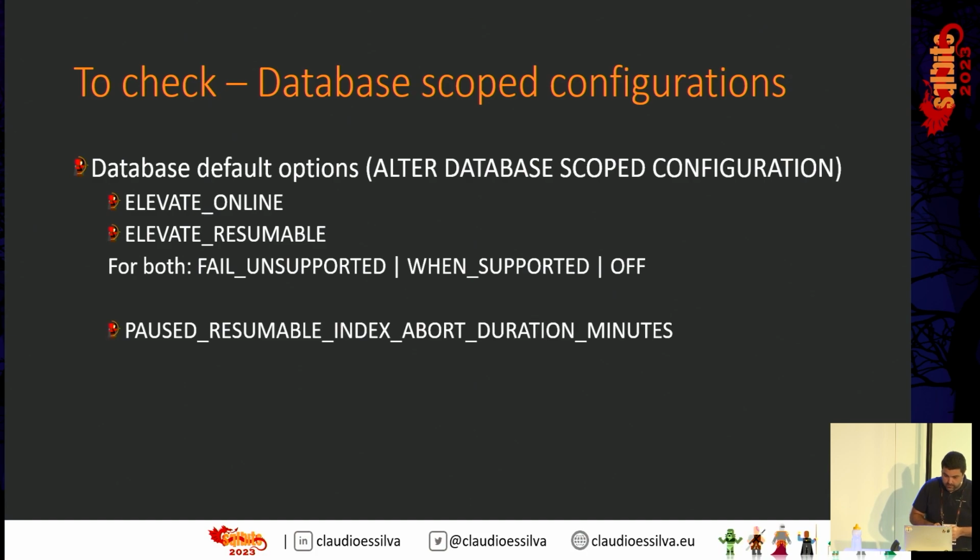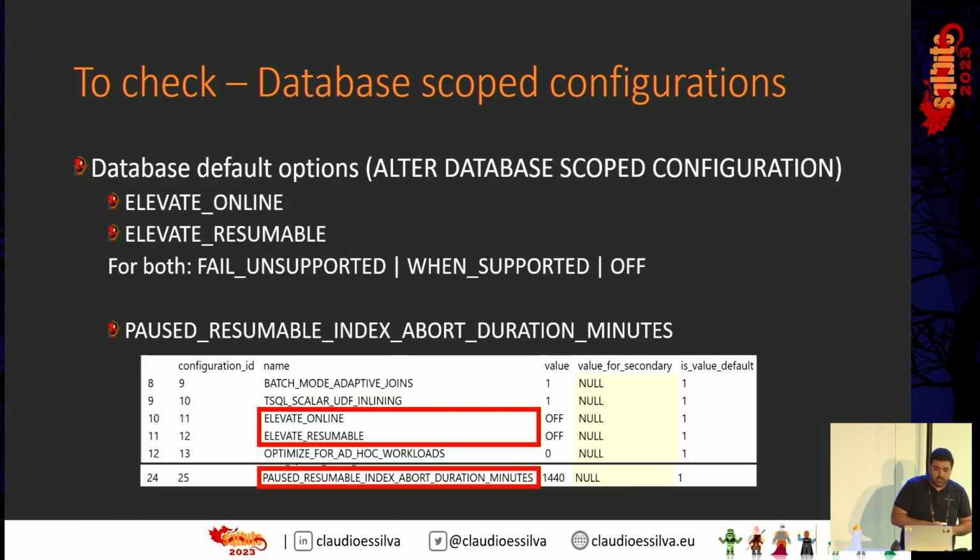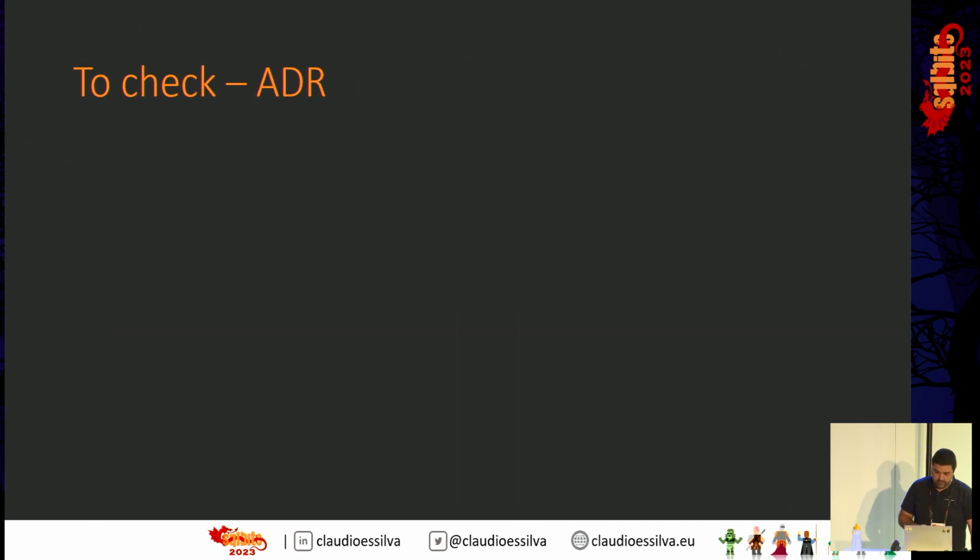And the other one that I mentioned before, the pause resumable index abort duration in minutes, appears also in the scoped configurations, by default with 1 day. The maximum is 7 days. You do the math: 71,582 minutes. And if it is 0, it will never abort in that case.